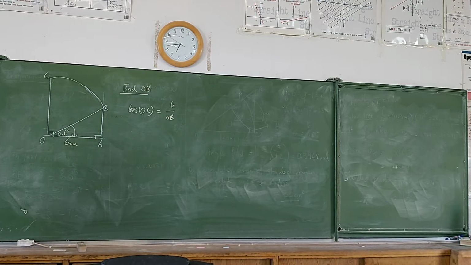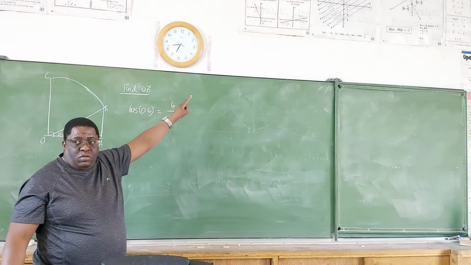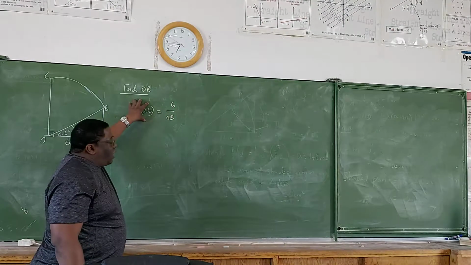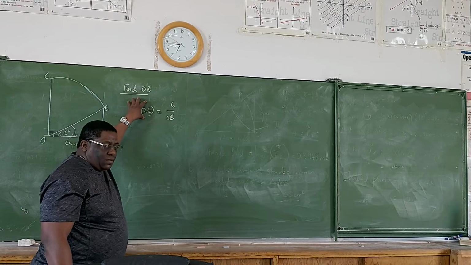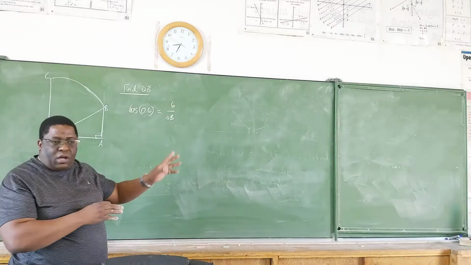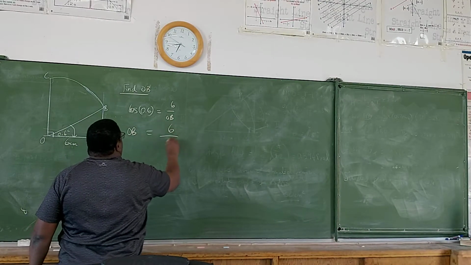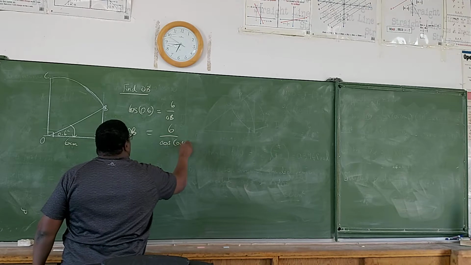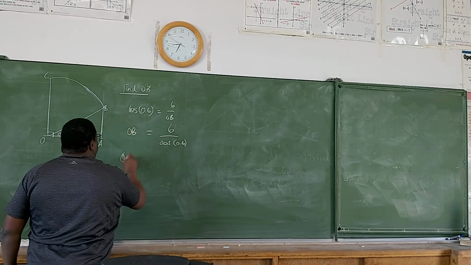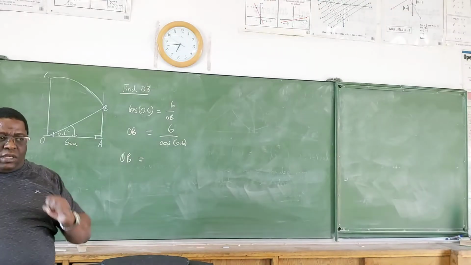You understand that? Now, cosine of 0.6, your calculator hopefully is in radian mode. This is a calculator value. When you do cross multiplication, you will realize that OB would be nothing but 6 divided by that calculator value, cosine 0.6. So what is OB equal to in terms of centimeters?